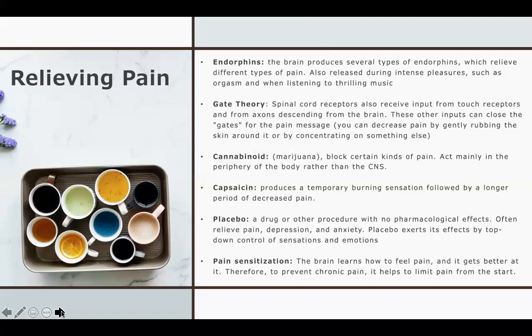Another approach uses capsaicin. It's a chemical in jalapenos or peppers, and other similar vegetables, that stimulates receptors for heat. Capsaicin could be rubbed into a sore shoulder, an arthritic joint, or other painful area, and will produce a temporary burning sensation, followed by a longer period of decreased pain.